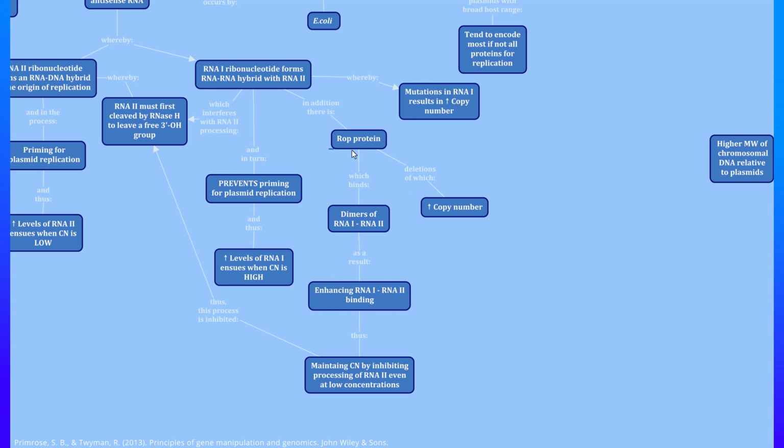And thus, if we delete the Rop protein, then this causes an increase in copy number, and this is something that is done. We can delete the Rop protein, and in so doing, we increase the copy number of the respective plasmid. In addition, you should recognize that mutations in RNA1 also result in increased copy numbers.